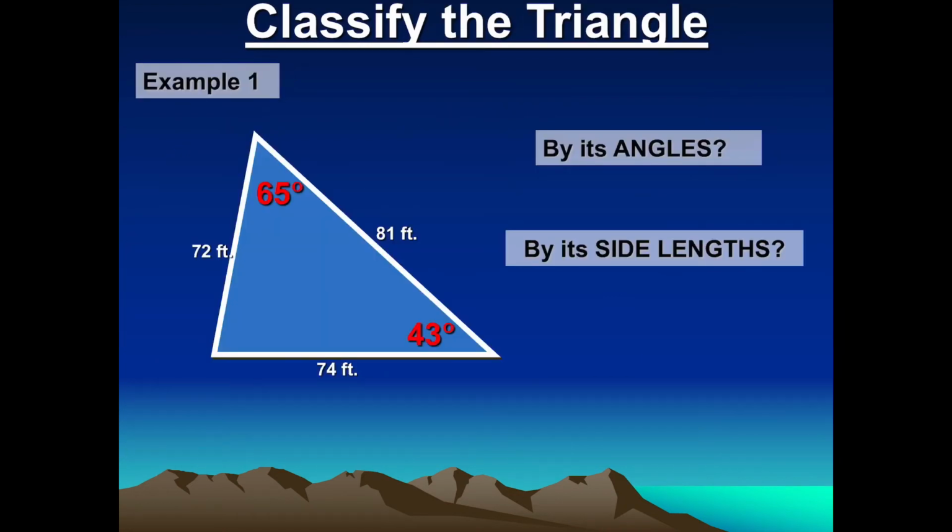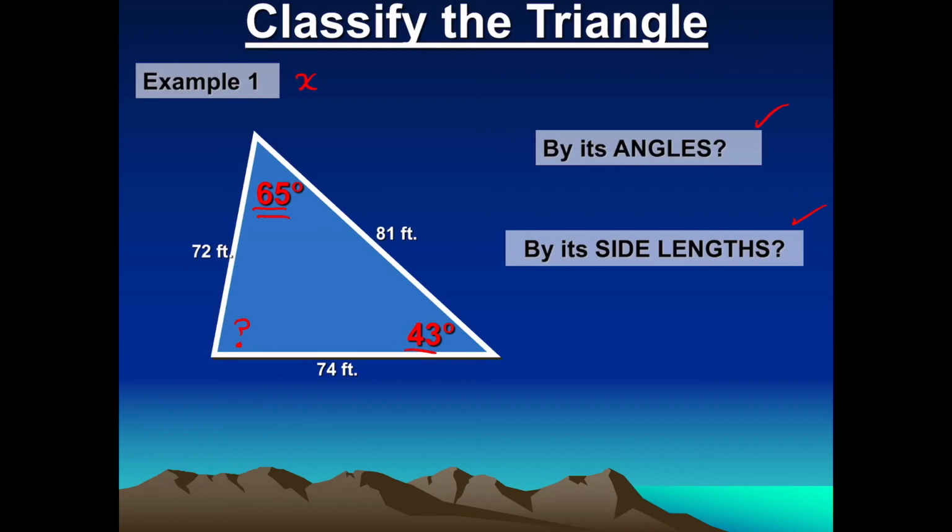Okay, so let's dive into our first example here. We want to classify this triangle by its angles, and we want to classify it by its side lengths. So you might look at this and go, oh, I see 65 degrees, I see 43, and I know exactly what that is. It's acute. But don't assume that. Know what that third angle is. We need to know what that third one is before we come to that conclusion.